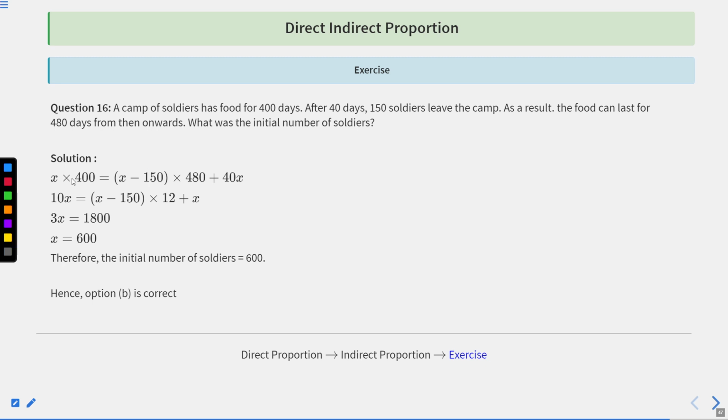So x into 400 is equal to (x minus 150) into 480 plus 40x. So 10x equals (x minus 150) into 12 plus x. So x is going to be 600. So the initial number of soldiers that were there in the camp is 600. So the correct option here is option B.